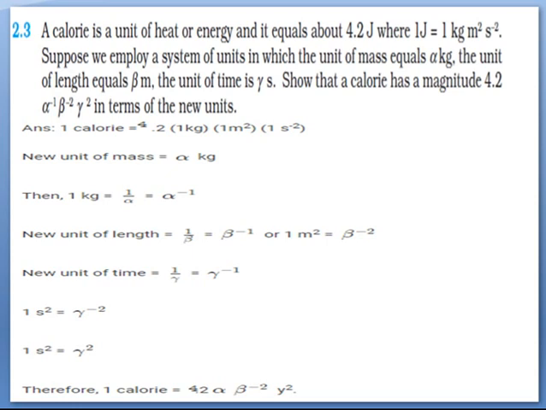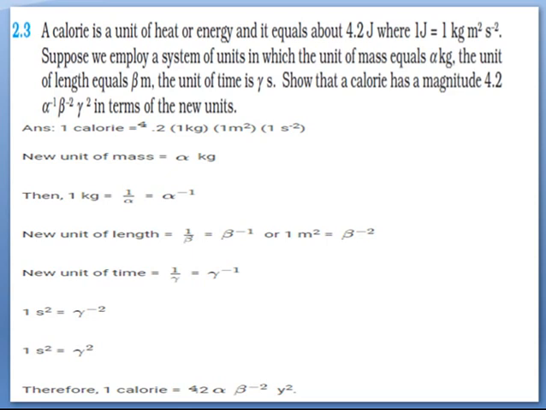So as per the question, we have to introduce a new unit in which mass is indicated by alpha kg. Then 1 kg is equal to 1 upon alpha. If the unit of mass is alpha kg, then 1 kg will be 1 upon alpha, that can be written as alpha inverse. Similarly, length will be 1 upon beta, that is beta inverse, so 1 meter square is equal to beta power minus 2, squaring on both sides.